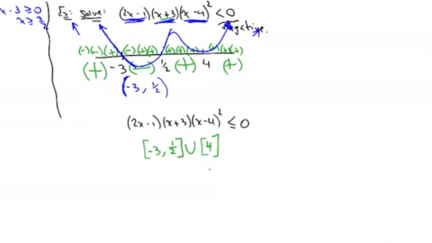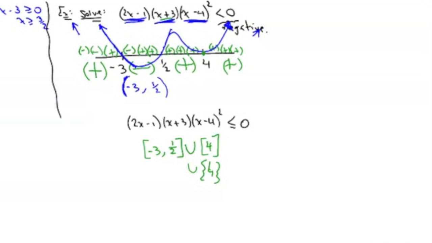It hits the x-axis right here at 4. It's equal to 0. So you have to get that in your answer. Now, you can either do union bracket 4 by itself, or you can do union squiggly 4 by itself. Either one works perfectly fine. But that would be the solution to that inequality. What makes it equal to 0? -3, 1/2, and 4. What makes it less than 0? Between -3 and 1/2.